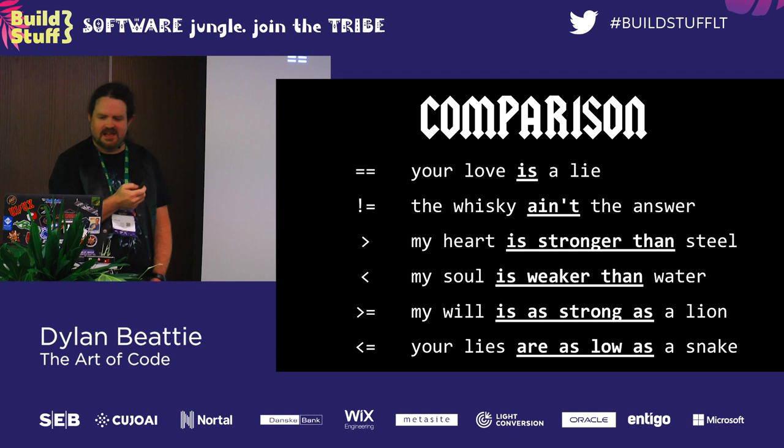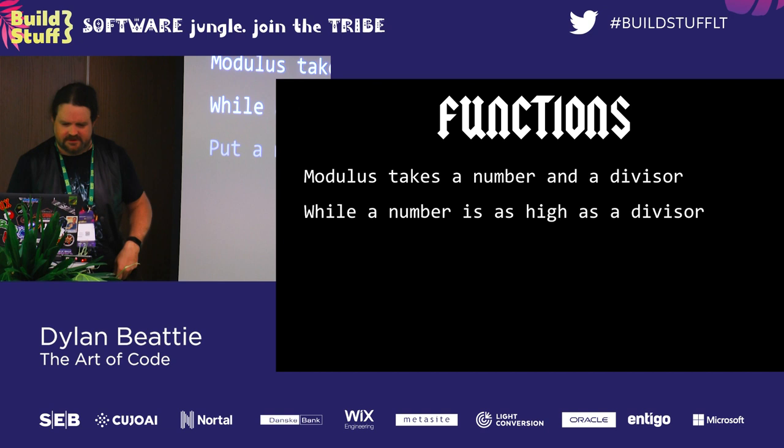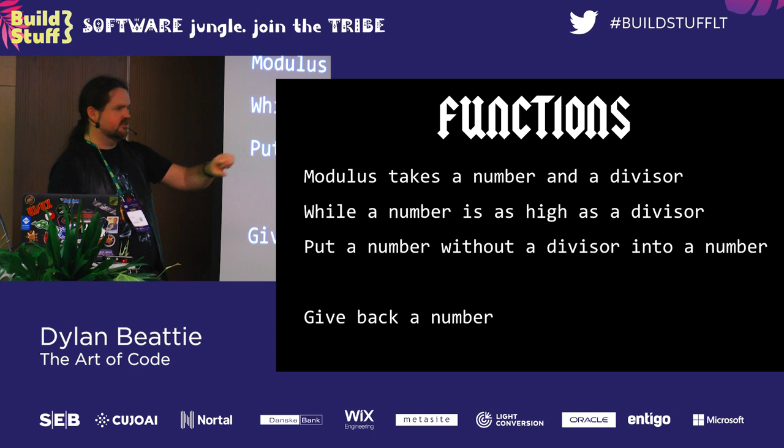You can't program without functions, right? So, modulus takes a number and a divisor. And while a number is as high as a divisor, put a number without a divisor into a number and give back a number. This blank line, by the way, that terminates the loop because that's how music works. We don't need semicolons and end statements. It's a blank line, it means something just finished.